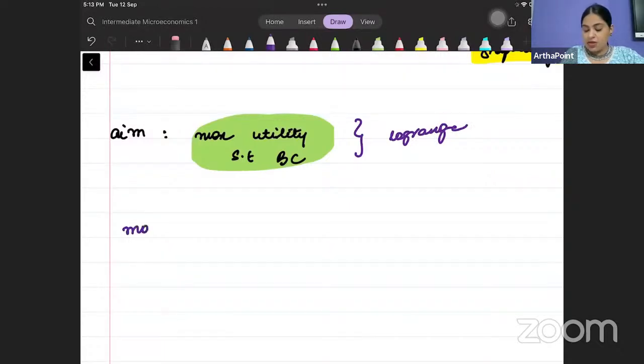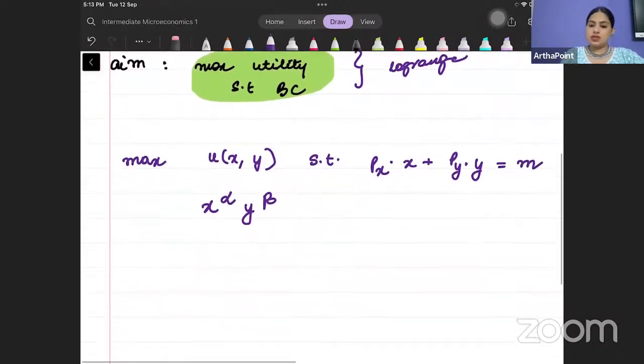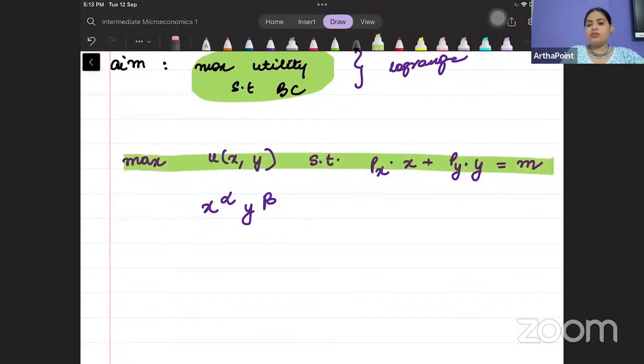ठीक है बेटा, तो एक बार ध्यान से समझो. My aim is to maximize this utility function. ये utility function क्या दिया हुआ बेटा? X to the power alpha, y to the power beta. And whenever I have to maximize this, it is subject to a budget constraint, that I have to be well within my budget. Px into x plus py into y should be equal to income of the consumer. Whenever you get this, जब भी ऐसी कोई equation आए, use Lagrange.